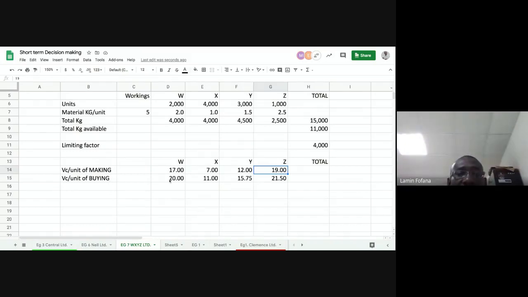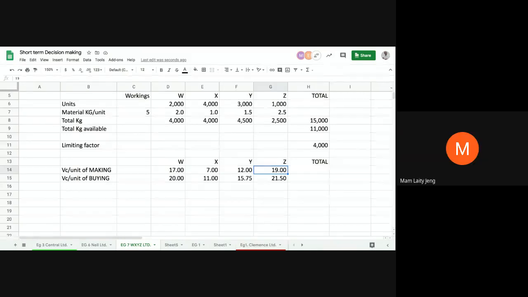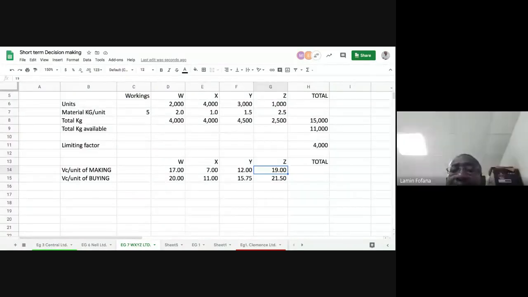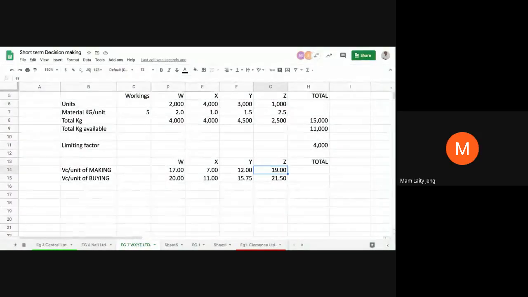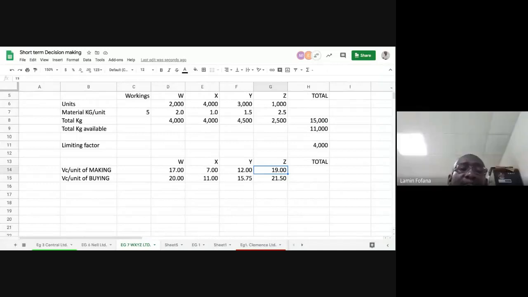The unit cost of making is cheaper than the unit cost of buying. But are we able to make all of them in-house? No, we are not, because we have insufficient kilos of material. So because of that, we cannot make everything in-house. But we know it's cheaper making it in-house.